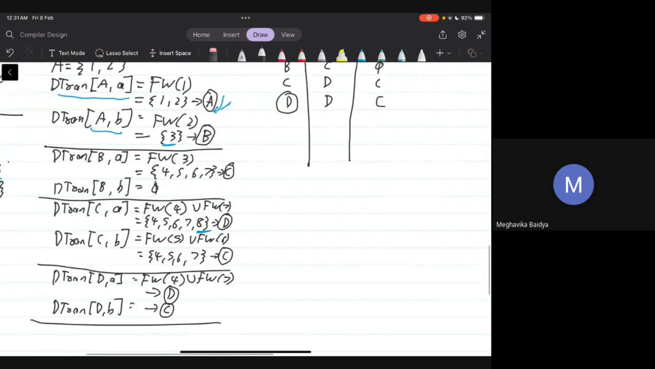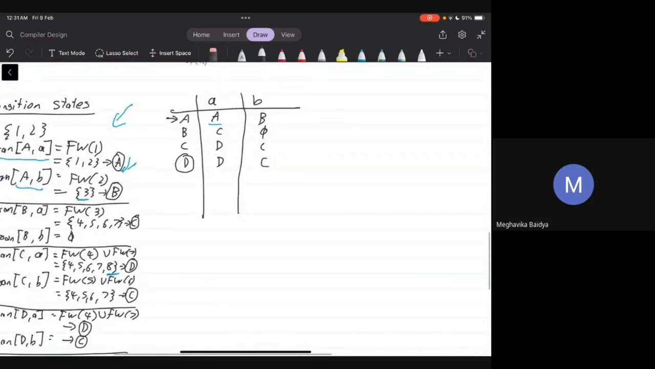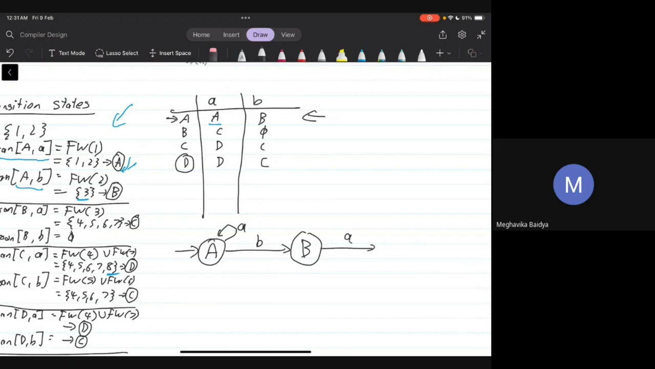Now we draw the transition diagram. We start with A, and for input A, it goes back to itself. For input B, it goes to B. This is the first row. For B with the input A, it goes to C. But B with the input of B, it goes nowhere, so you won't draw that. With C with the input of A, it goes to D.